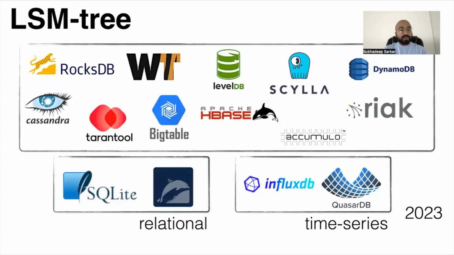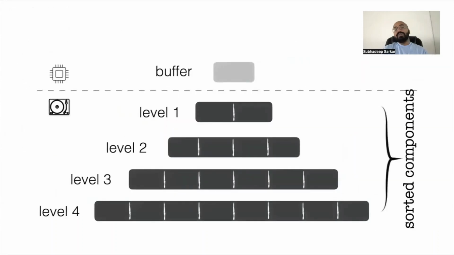So how do LSM trees work? An LSM tree has two components. There is a small component that is in memory, which we refer to as the buffer. But most of the data in an LSM tree are actually storage resident, so on the HDD or SSD. So as data comes in, we first write it to the in-memory buffer, and this is a super fast process. And once the buffer is full, we move the data to the storage.